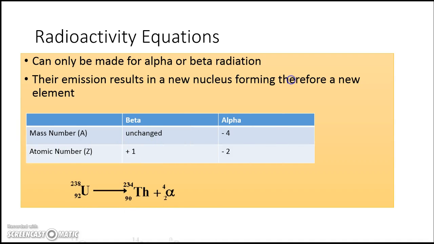So the new element formed in alpha radiation has a mass number which has decreased by 4 and an atomic number which has decreased by 2. In beta radiation, the mass number is unchanged and the atomic number increases by 1. And you can see that the mass number is unchanged in beta, as in the equation below, nitrogen and carbon have the same mass number of 14.